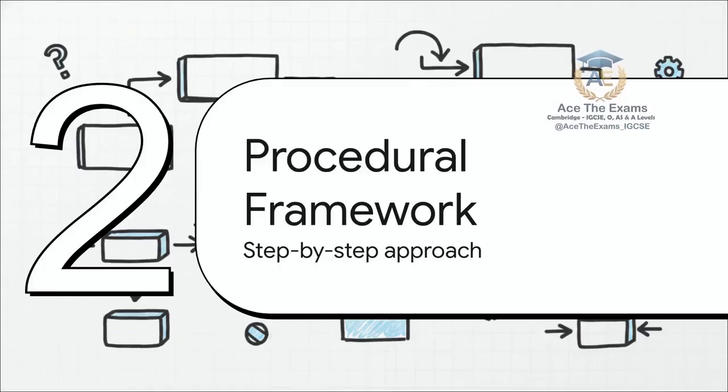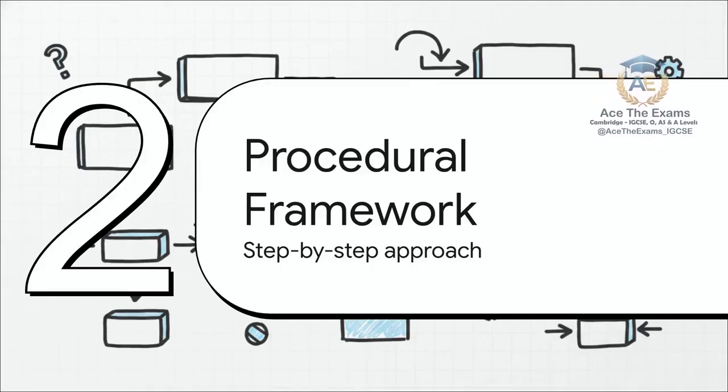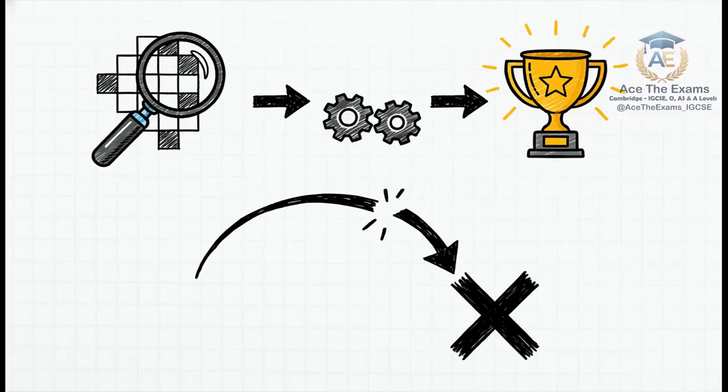All right, that brings us to Section 2, the procedural framework. Now that we understand the theory and what examiners are actively hunting for, how do we systematically tackle the actual examination questions to guarantee those marks? Here is where the transformation happens.